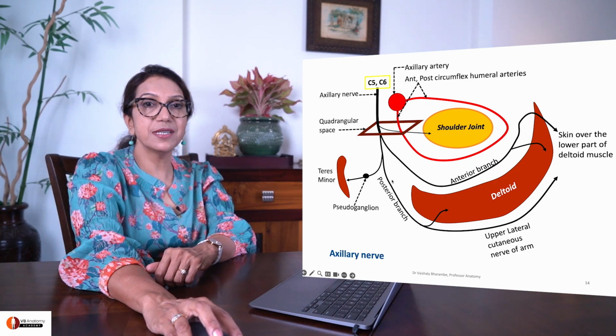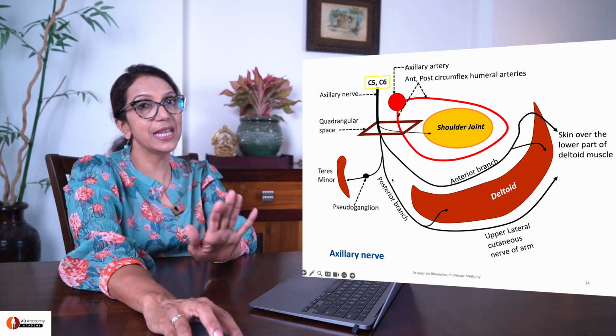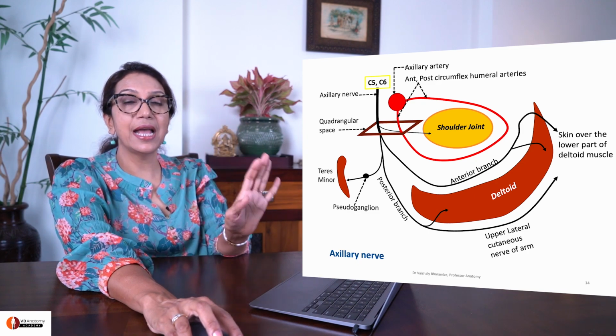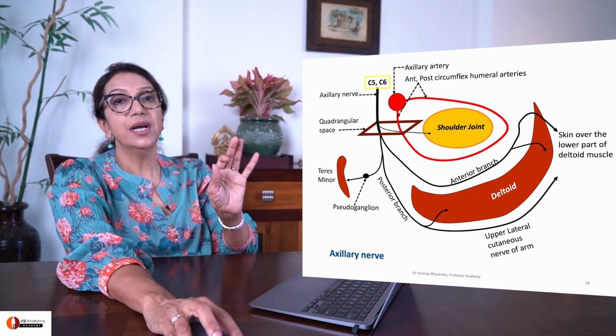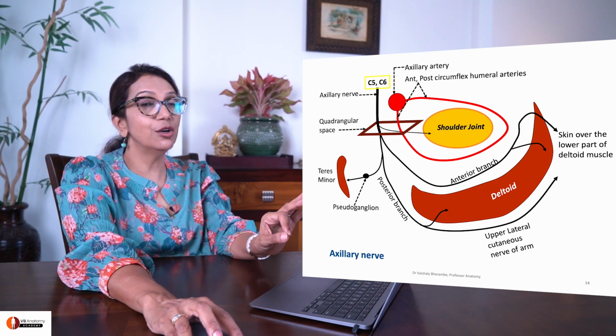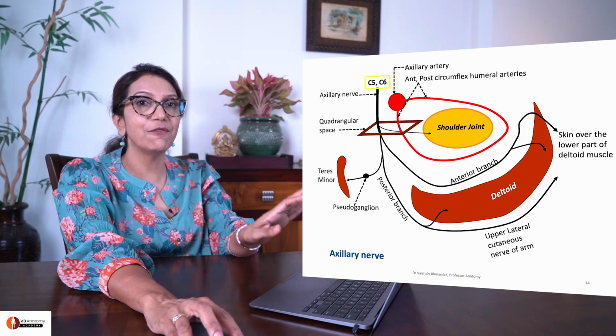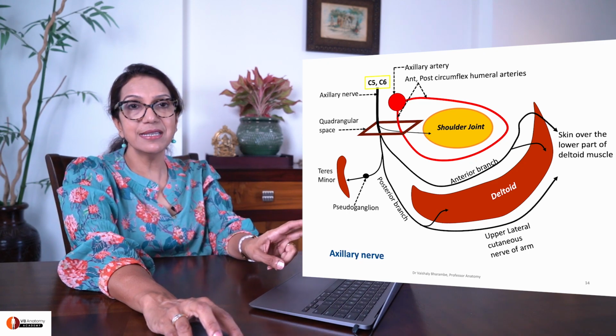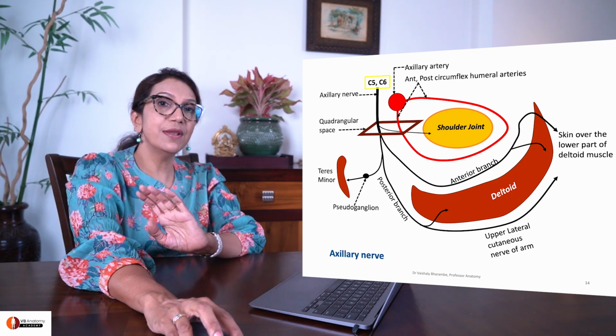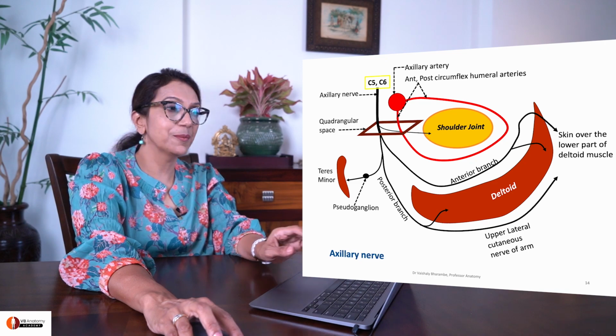This branch shows presence of formation of a pseudo ganglion. This diagram completely gives you the diagram of axillary nerve and its distribution, its branches, its cutaneous motor supply, everything. Okay, practice it a couple of times. You will never go wrong in axillary nerve.